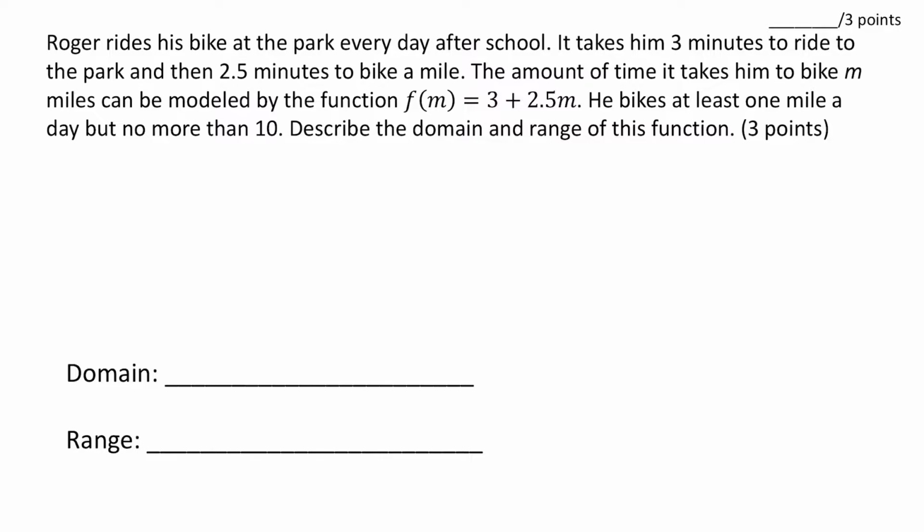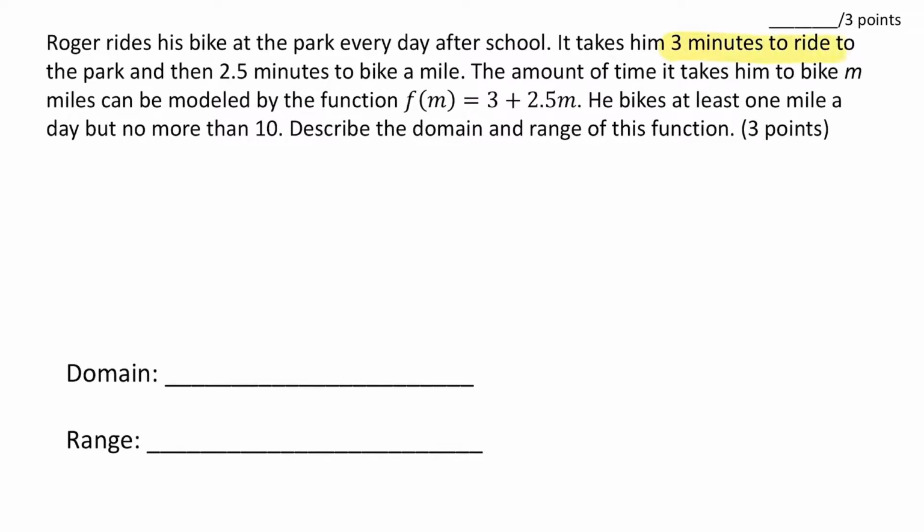So let's look at this problem. Roger rides his bike at the park every day after school. It takes him 3 minutes to ride to the park and 2.5 minutes to bike a mile. The amount of time it takes him to bike m miles can be modeled by the function f of m equals 3 plus 2.5m. He bikes at least 1 mile a day, but no more than 10. Describe the domain and range of this function.